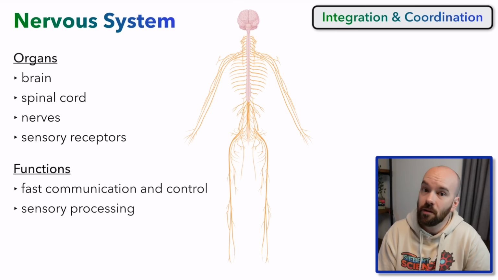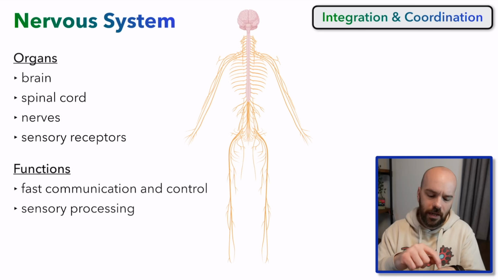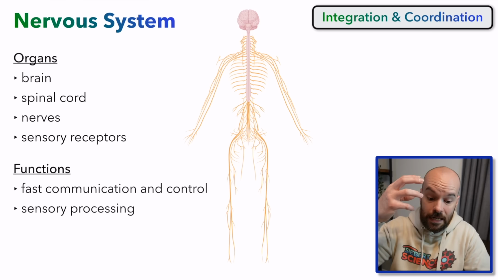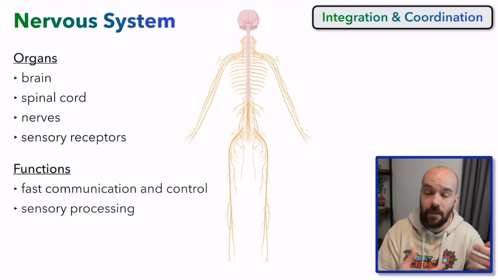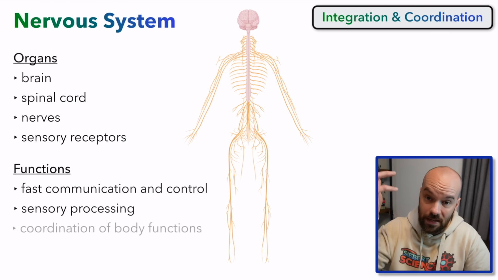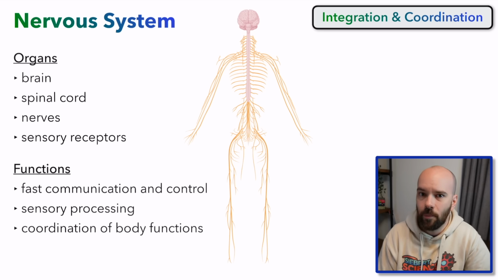It also deals with sensory processing. And so, for example, if you feel touch or if you feel a tickle in your armpit, that sort of thing, your brain and your nervous system are processing that sensory information and thinking about what that means, right? Next, we have coordination of body functions.